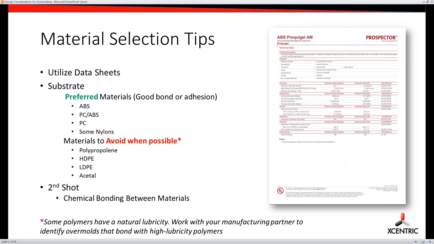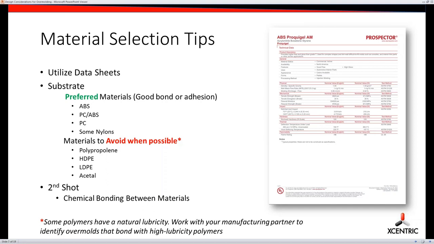Yeah, material selection, this is something that really needs to be addressed way up front at the beginning of a project. Get the proper resin manufacturers and technicians involved as well. Substrate materials preferred for good bond and adhesion: you've got your ABSs, PC/ABSs, PCs, and a few of the nylons. What you need to avoid whenever possible, whenever your design dictates, are polypropylenes, any of the high density or low density polyethylenes, and any kind of acetal material.